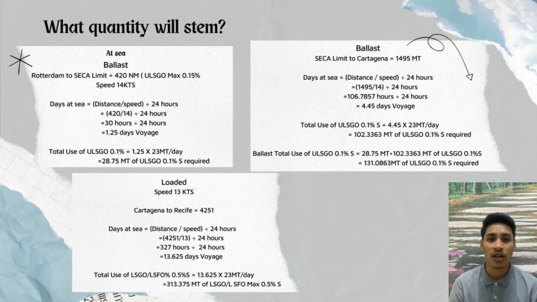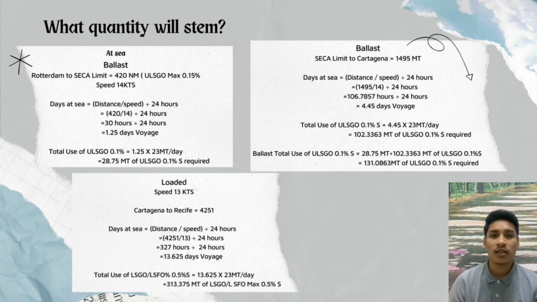0.1% as required. So this ballast total use of ULSGO 0.1% equals 28.75 MT plus 102.3363 MT of ULSGO 0.1% as required. We will get the value 131.0863 MT of ULSGO 0.1% as required.